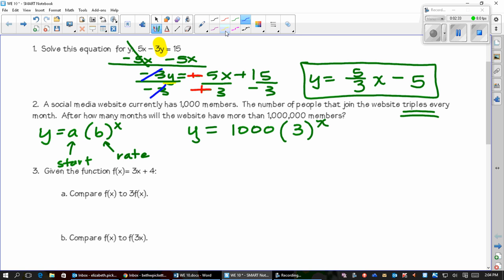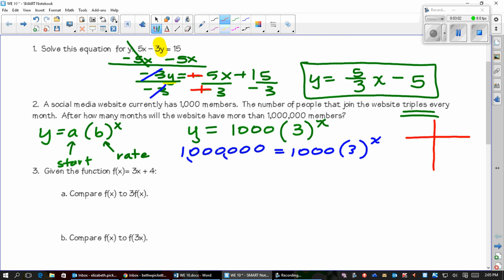We want to end up with 1 million members. So in the place of y, I'm going to substitute that 1 million. Now, unfortunately, we don't really have a method for solving exponential equations unless both sides can be written with the same base, and that's just not going to happen this time. So what we're going to do is just make a table. Remember that x represents the number of months and y represents the number of members.